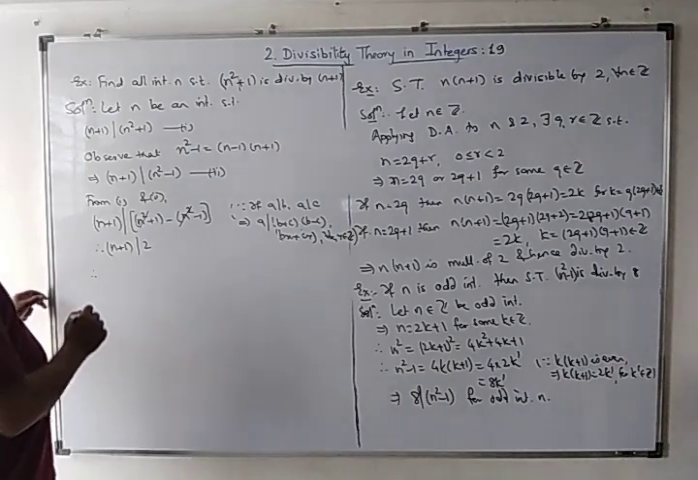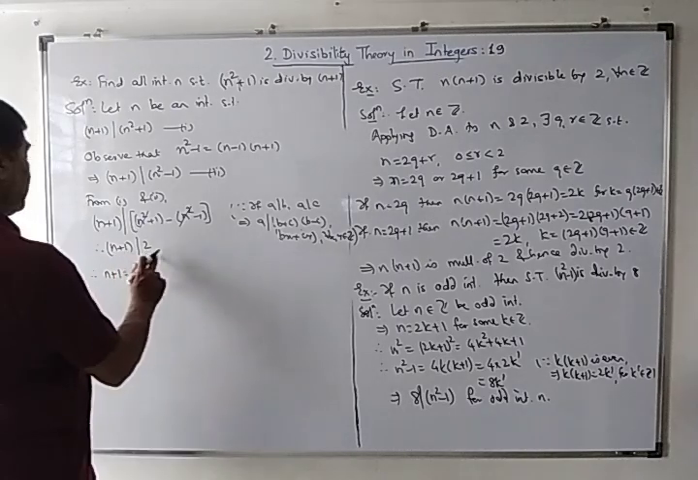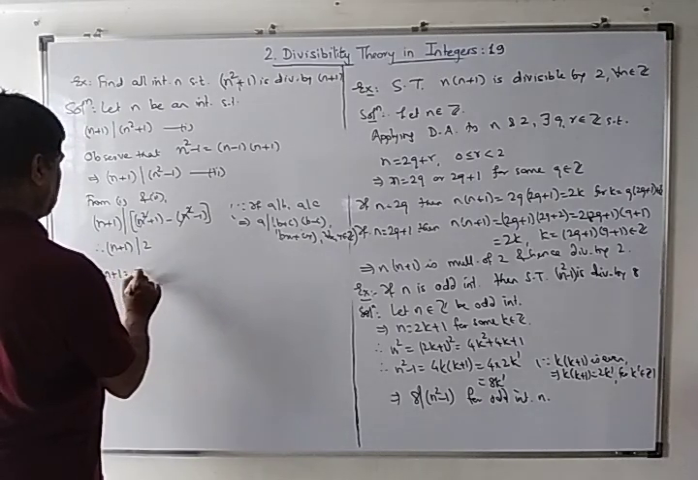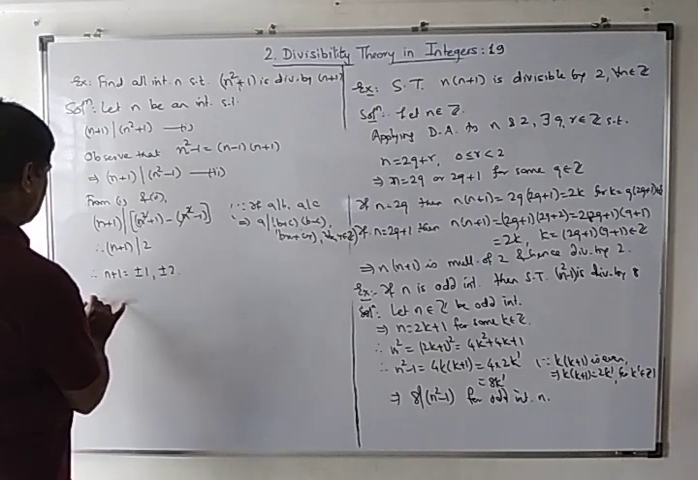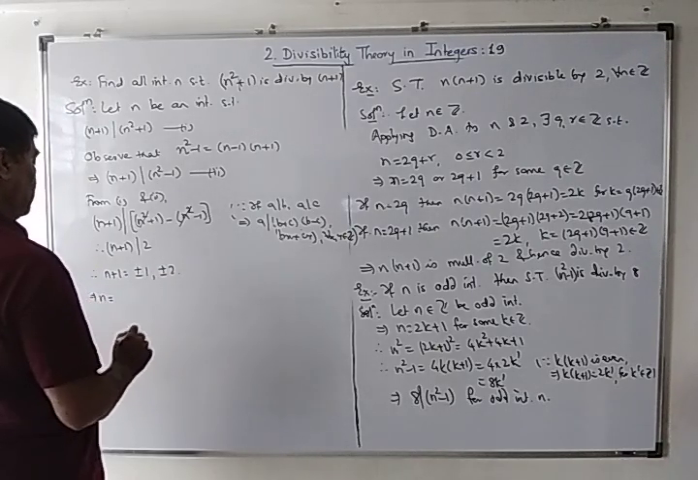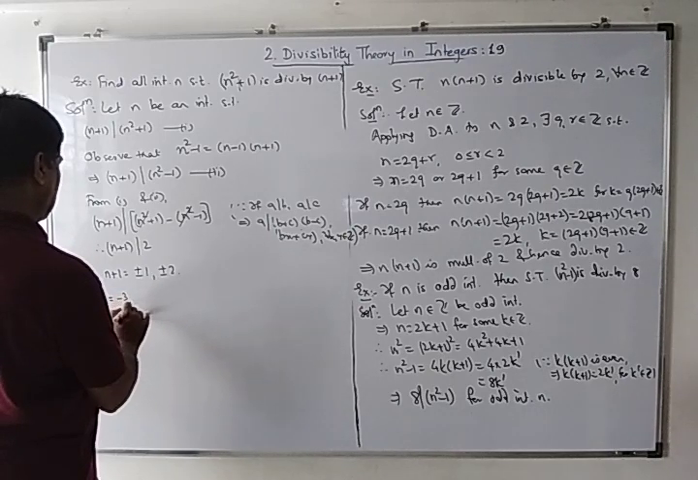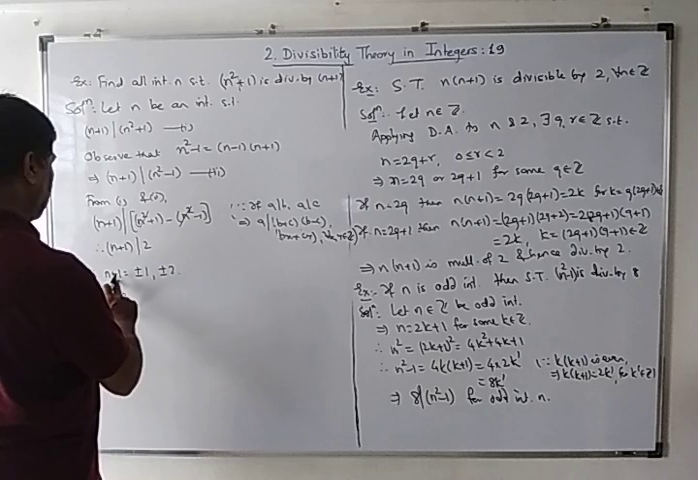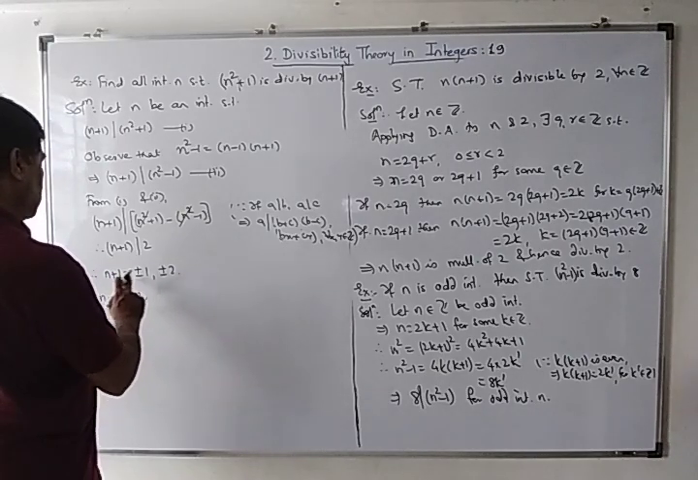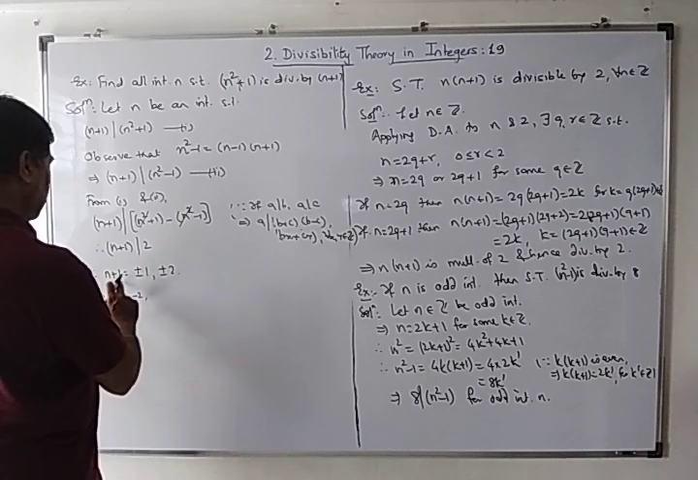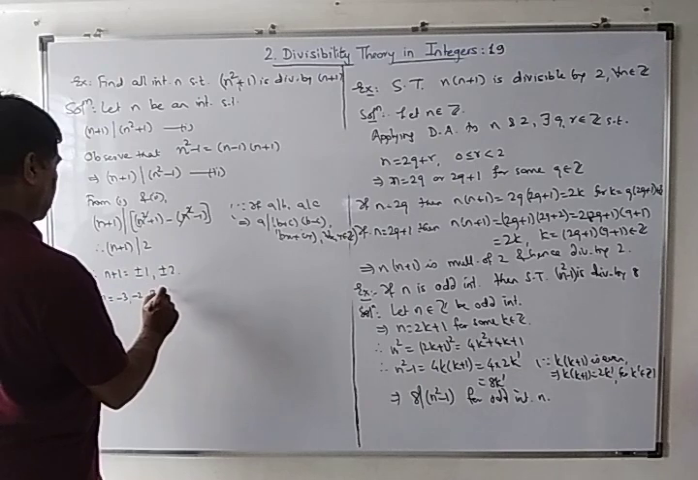So therefore n plus 1 is equal to, what are the divisors of 2? Plus 1, minus 1, plus 2, minus 2. This implies n is equal to, if I take n plus 1 equal to minus 2, we'll get n equal to minus 3. If I take minus 1, n is minus 2. If I take plus 1, n is 0, and 2 minus 1, that is 1.